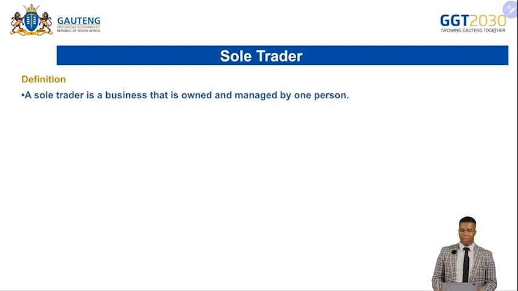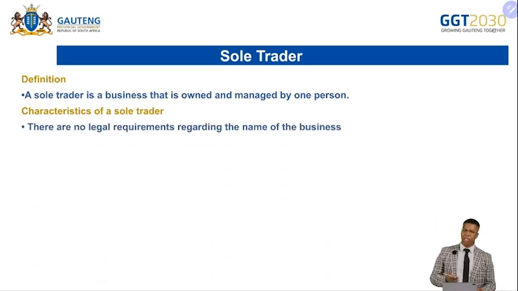A sole trader is a business that is owned and managed by one person. The characteristics of a sole trader now, this would be your tech shop. These are businesses that are easily managed. Your tech shop can be considered to be one typical example of a sole trader.